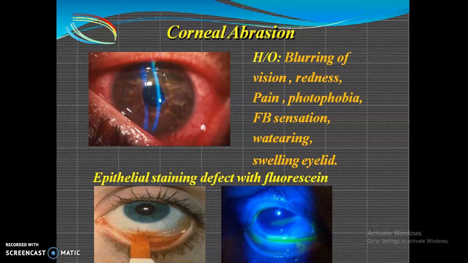Then the corneal abrasion. Once there is a corneal abrasion like this, it is easily visible. Once there is a corneal abrasion, we have to look for the history of blurring of the vision, redness, pain, photophobia, then the foreign body sensation, then watery eyes or swelling of the eyelid. And we have to look for the corneal abrasion by doing the epithelial staining defect with the fluorescein also. These are the main things what we have to look.